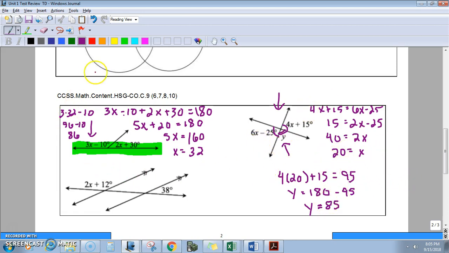Okay? And over here, this one's just a little bit trickier. Remember, if we have parallel lines here and a transversal, that means that these are same side exterior, which means that they are supplementary. So supplementary means 2x plus 12 plus 38 equals 180. 2x, 38, 48, 50 plus 50 equals 180. 2x, let's see if you can figure out what I did here, equals 130.